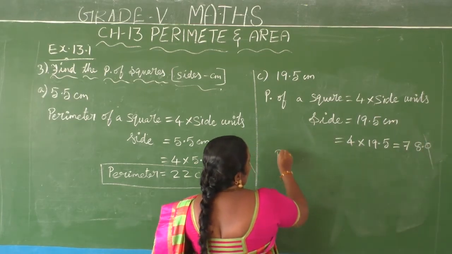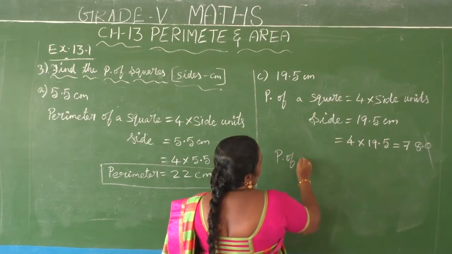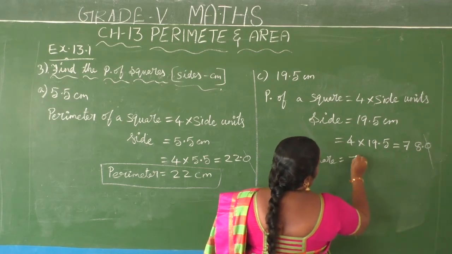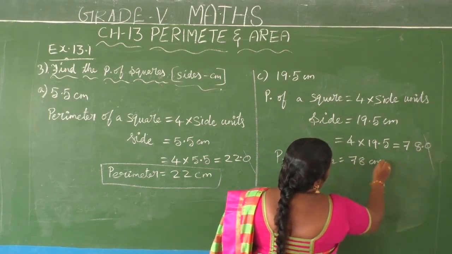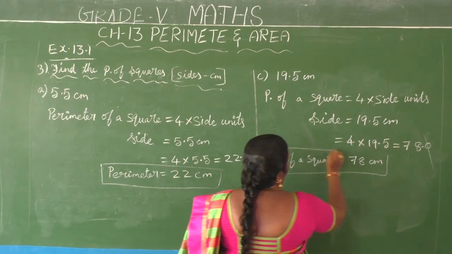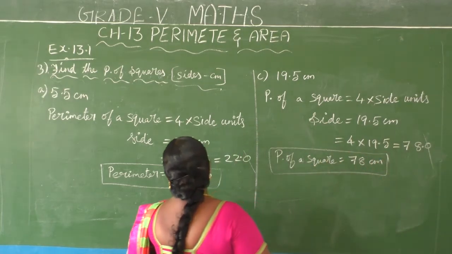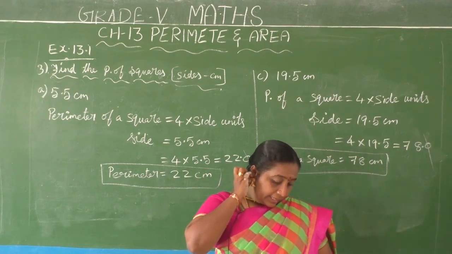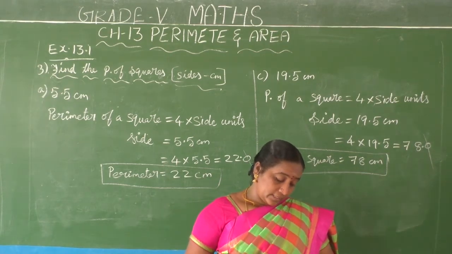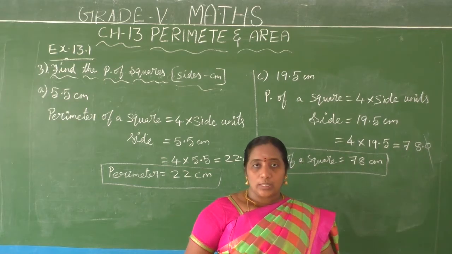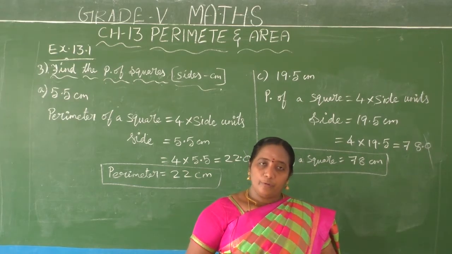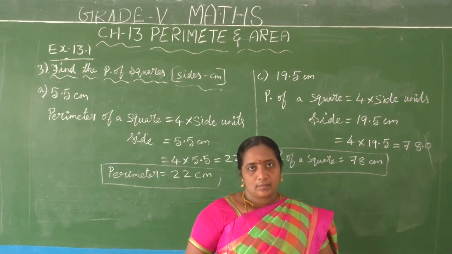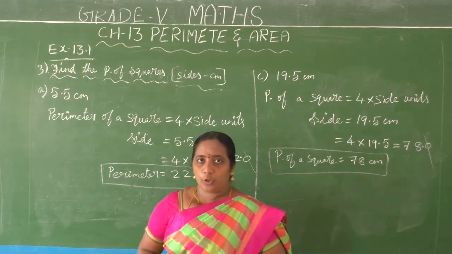So what is the perimeter of the square? 78 centimeter. Okay, so in the third Roman I worked out the A sum and the C sum. They gave 10 sums in this Roman, and there is no need to work out all of them. You can work out any 4 sums, that's enough. The remaining sums you can use for your practice. Now we go to the fourth Roman.